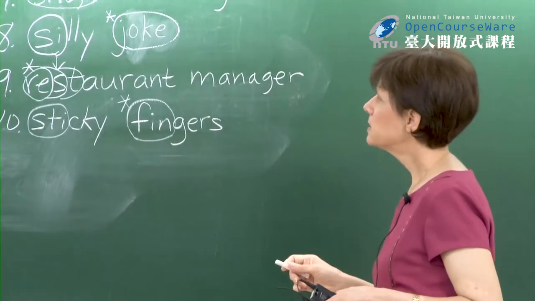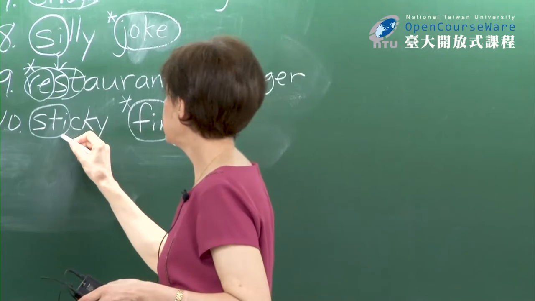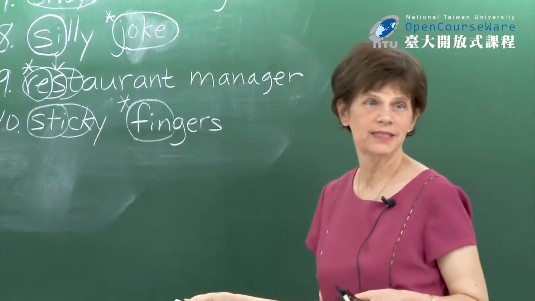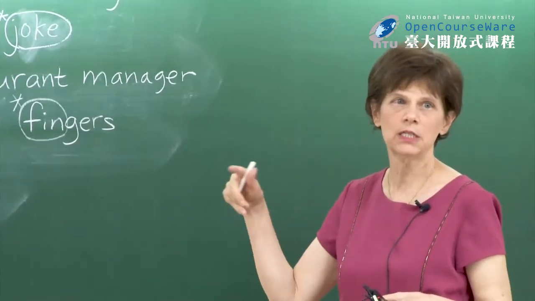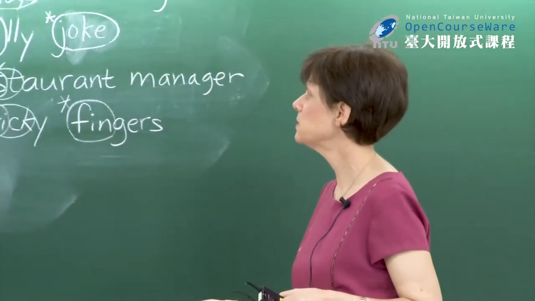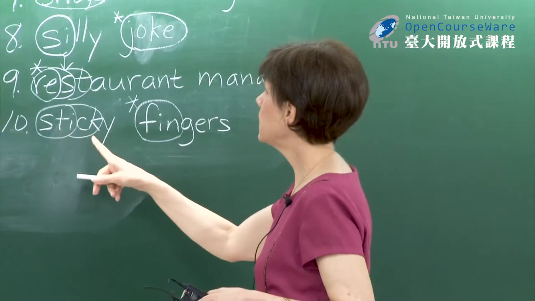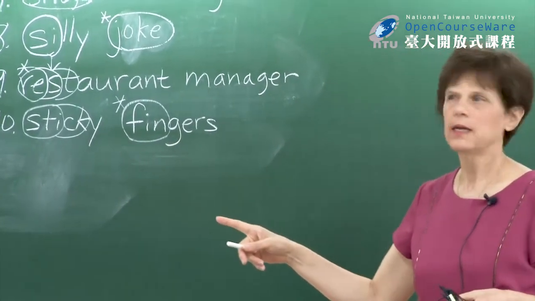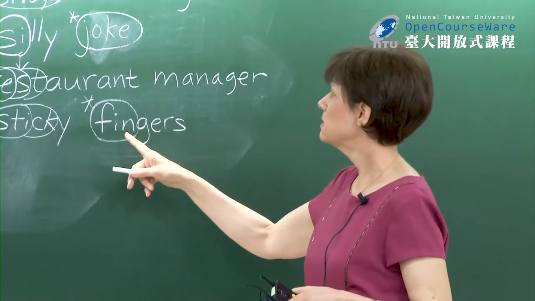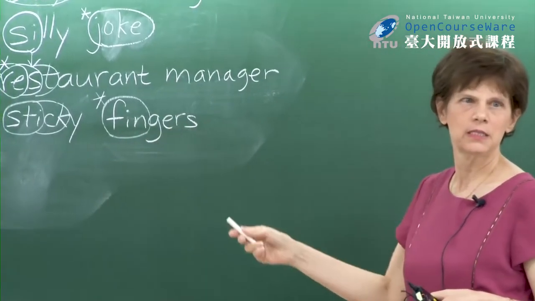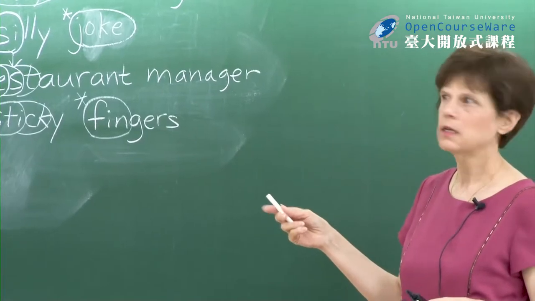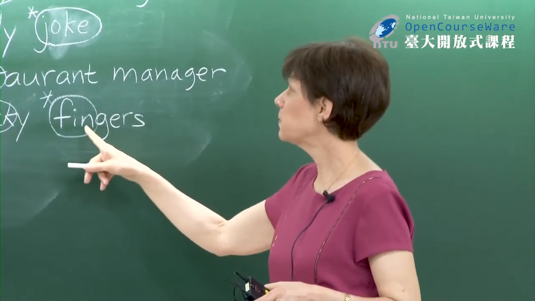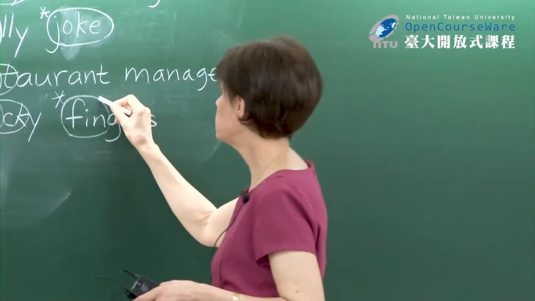Sticky. All right. Fingers. If you circled CK, I don't like you breaking between the CK because that's a digraph. CK is just one sound, k. So I don't want you to break it between the C and the K. STI is okay. STICK is okay. If you divided it here, it's okay, because this NG has different sounds on each syllable. So fing and then gers. We really need this G for this syllable, but we also need it here. So either way is fine with me.